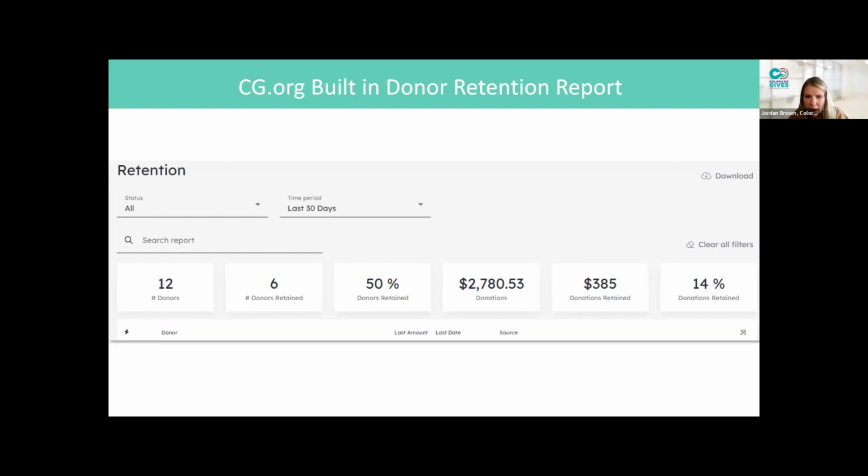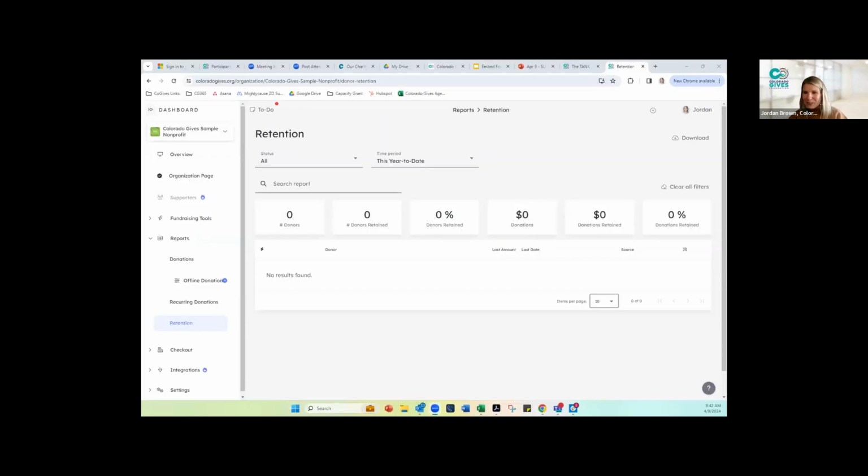Thank you. So I wanted to make sure that everybody knew that before we talked about donor retention, you have a retention report built in to Colorado Gives. I'm on an example page, so no data here. I didn't want to expose anybody's donor data in this example. But if you're logging in as an admin, you go down to reports. You can see there's a number of great reports here, one of which is retention.